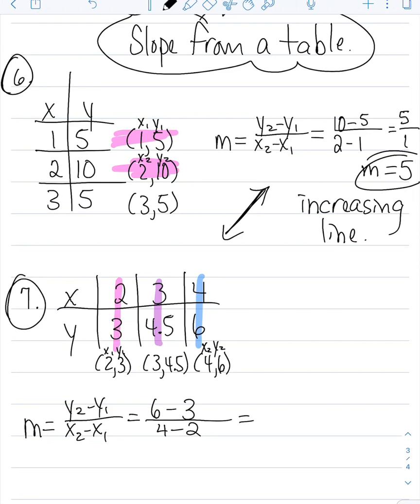Now let's simplify. 6 minus 3 is 3. 4 minus 2 is 2. Since this is a positive slope, that means it will increase from left to right. So this is an increasing line.